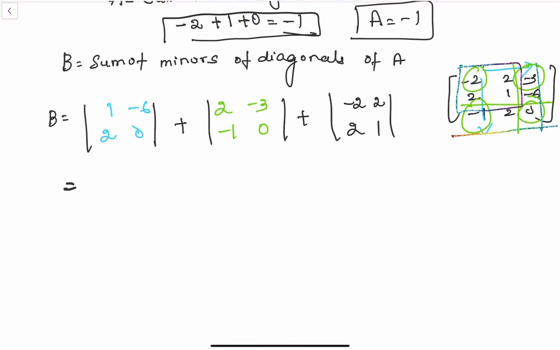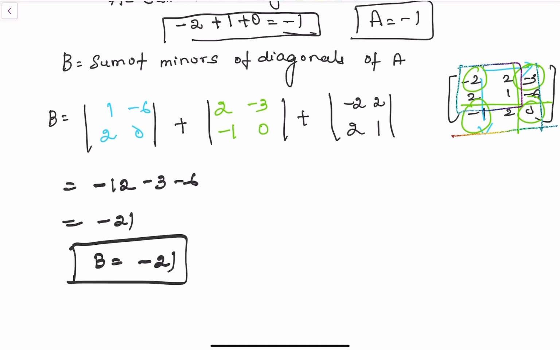All right, now let me solve it. It's 1 into 0 minus 12. The next will be minus 12 and minus 3 minus 6. So what I will get? The b term will be minus 21.